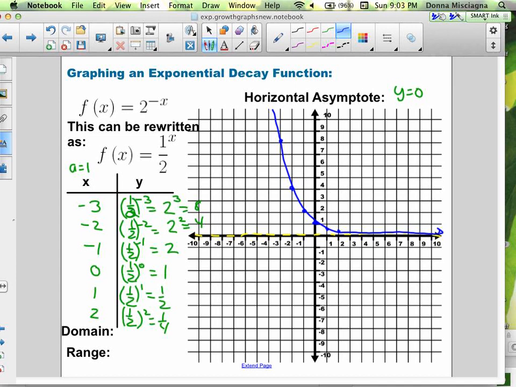Our domain, as always, for all of our exponential functions, is all real numbers. The range, we're above the x-axis, so it's 0 to infinity. Let's do the end behavior so that we get good at this. All right, so f of x approaches positive infinity as x approaches negative infinity. It's growing as x gets smaller. And f of x approaches 0 as x approaches positive infinity.